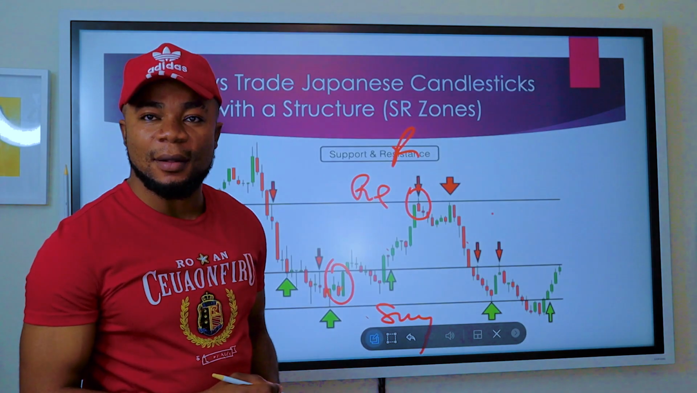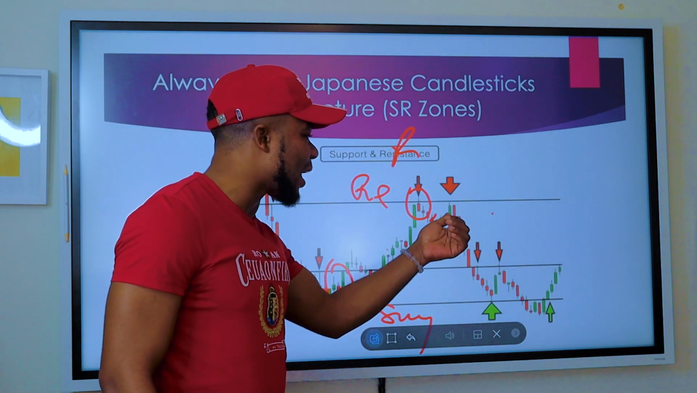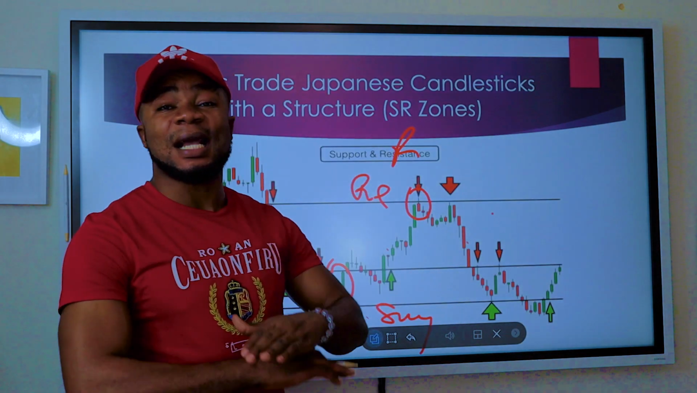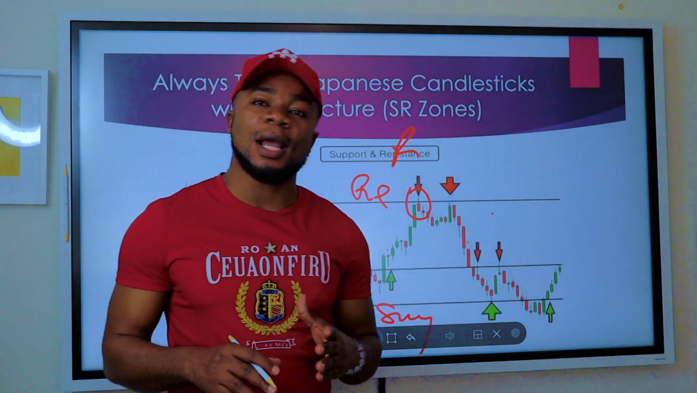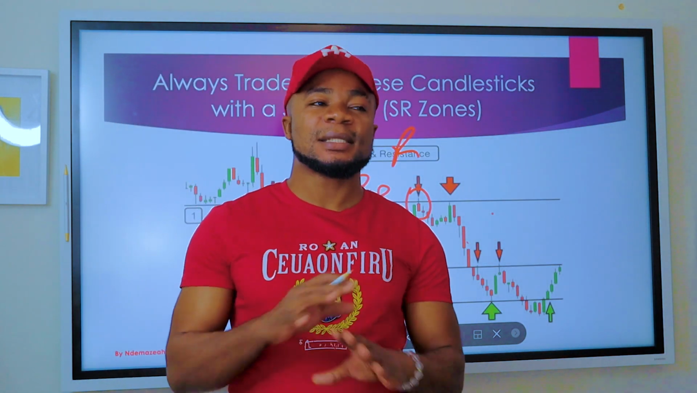That is a shooting star. Immediately it came at a particular resistance. That was a shooting star. And anytime I see a shooting star at a potential resistance, I sell without even thinking twice.